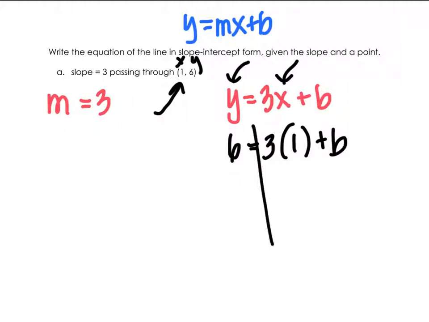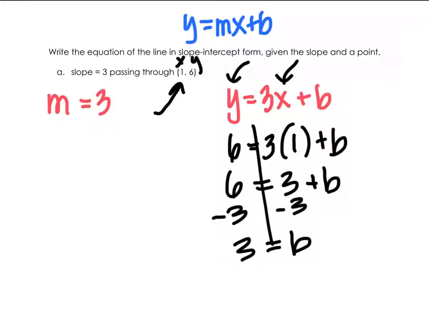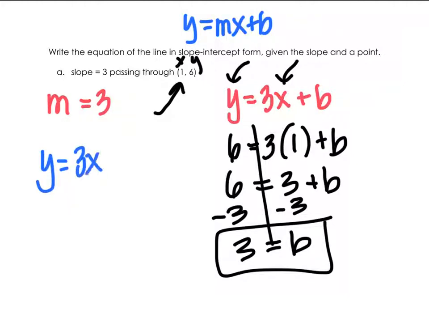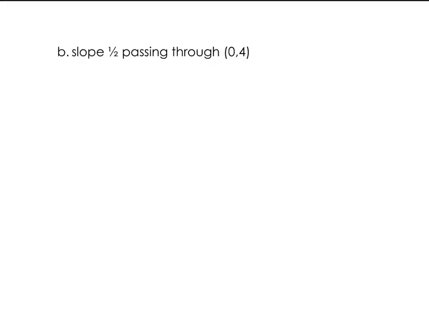Now I can solve this. So 6 equals 3 plus b. If I subtract 3 from both sides, I figure out b is equal to 3, and now I know y equals 3x plus 3. Try this next one on your own. Unpause when you're ready to check.